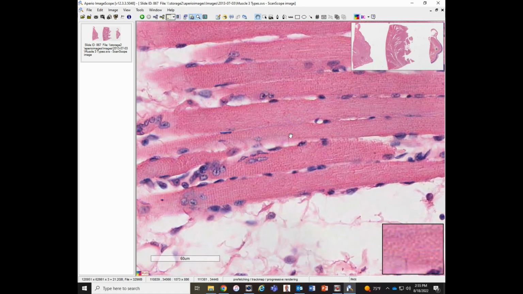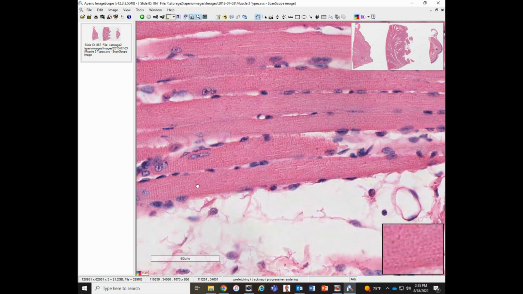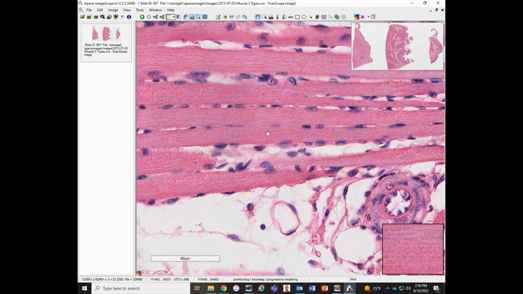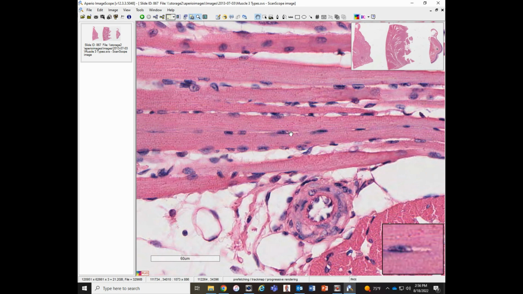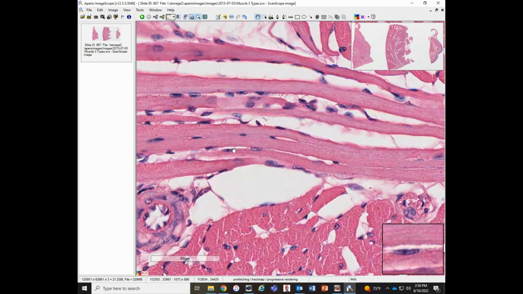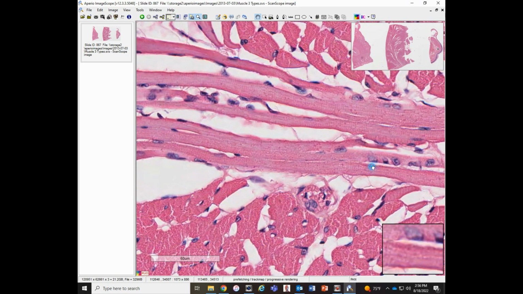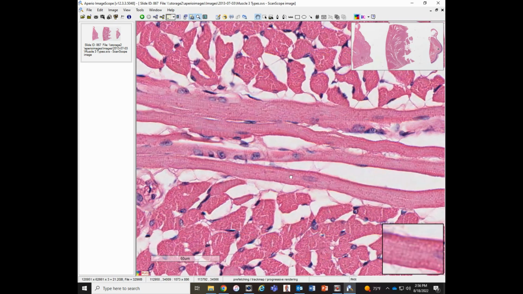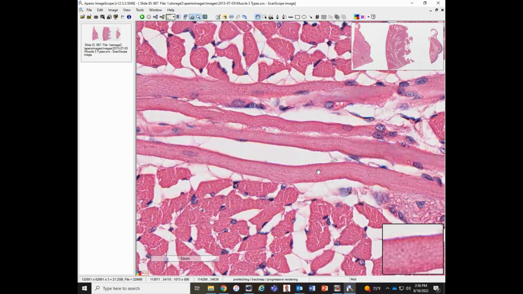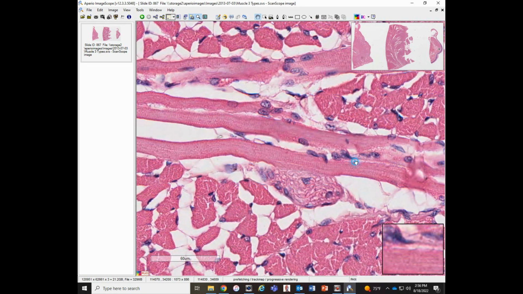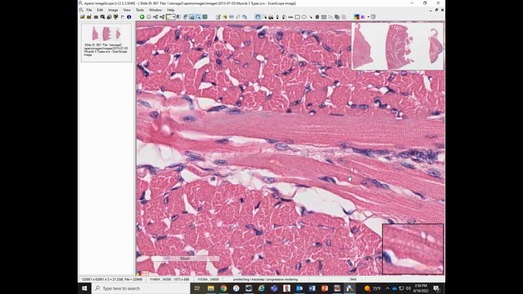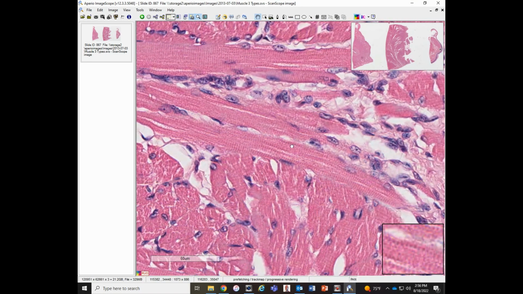And zooming in here, we can make out these striations. So once again, we've got the dark A bands, the light I bands, and these muscles, although they're running side by side, do not branch. They do not run into each other. They are separate along their entire length. There's no gap junctions. So unlike cardiac muscle, these cells remain separate. They do not pass their contraction from cell to cell, but have to be depolarized by nerves.